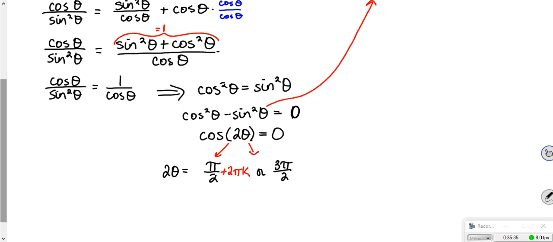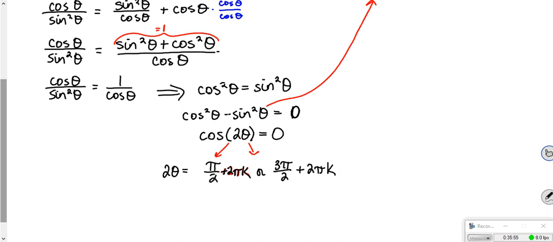Okay. Because remember, cosine is 0. Cosine is your x-axis, so it's 0 at like 90 degrees and 270 degrees. So that's pi over 2 and 3 pi over 2. And again, plus 2 pi k. Not sure why I wrote this one in red, other than I just forgot to change.